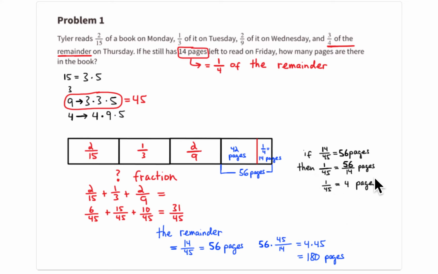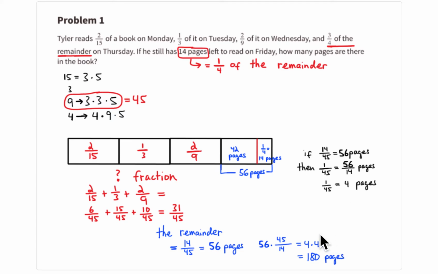So let's go over this again. So 14 45ths of the book is equal to 56 pages. So this section right here is 14 45ths of the book. That is equal to 56 pages. Then 1/45, one of these pieces, is equal to 56 divided by that 14. That's going to give you what one of those parts is. So we have 14 parts right here, equal 56 pages. What does one part equal? Well, one part equals 56 divided by 14, which equals 4 pages. So 1/45 of the book is equal to 4 pages in length.